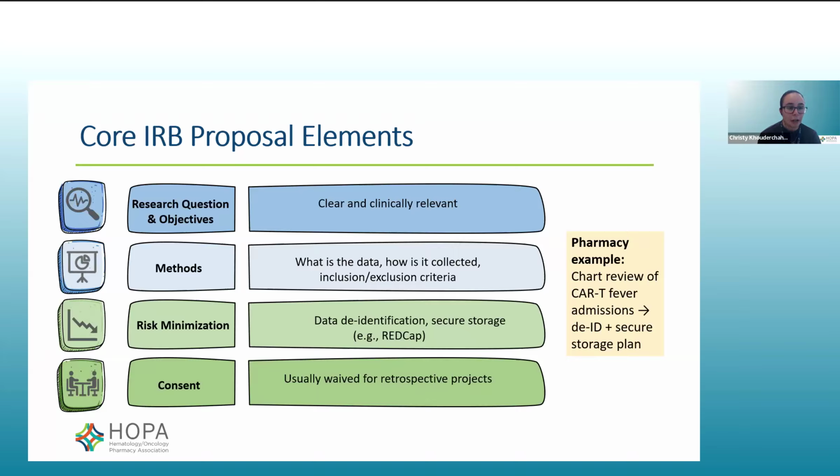And then if you are conducting research like surveys or things that require consent from patients, be very explicit about the requirements and all the aspects of how you are interacting with the patient, because IRB wants to know what exactly that consent form is going to look like, and they will vet that consent form. But for any retrospective projects, usually consent forms are waived.